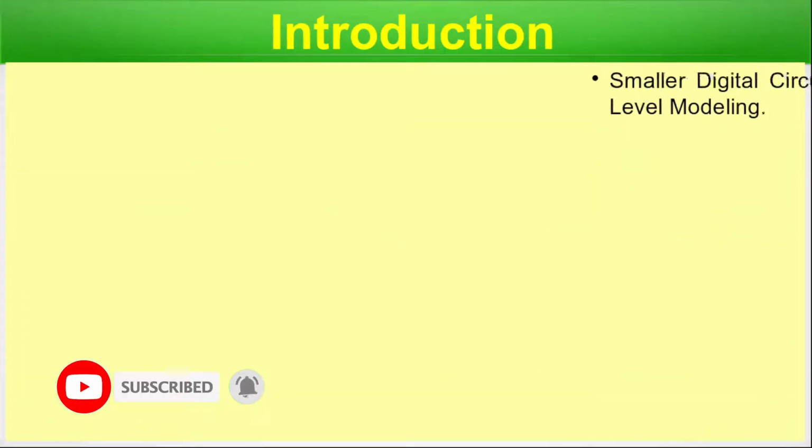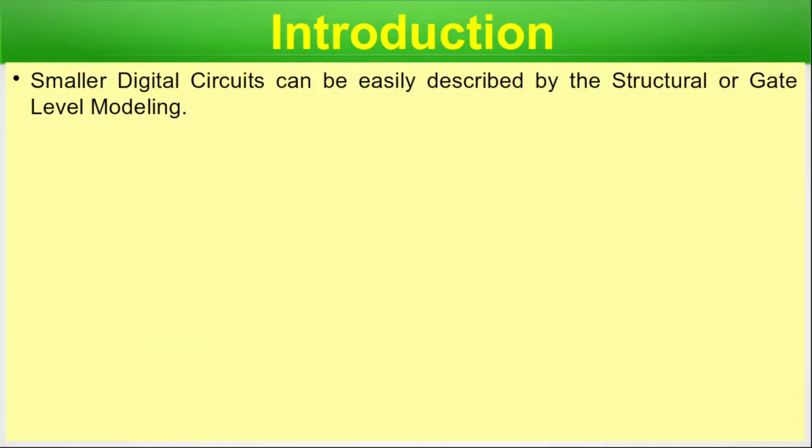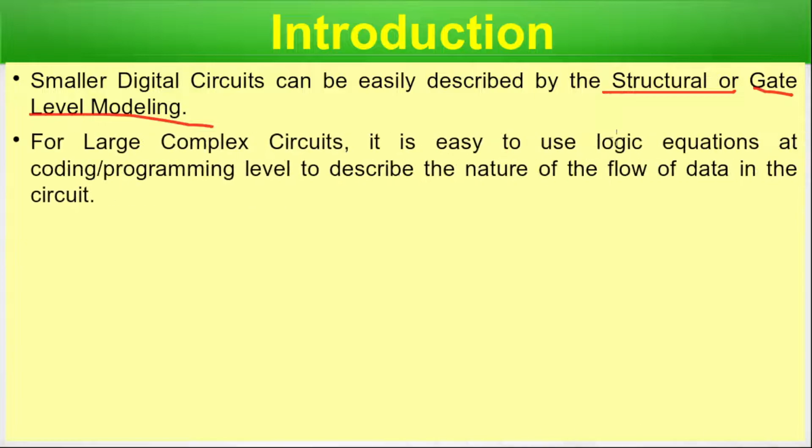Introduction. Small digital circuits can be easily described by structural or gate level modeling. In last episode, we have done the structural or gate level modeling. For large or complex circuits, it's easy to use the logic equation at coding or programming level to describe the nature of the flow of data in the circuit. Now, we are doing a level up here and we are moving towards a bit large and complex digital circuits in nature. There, the method that we will use is the logic equations at coding or programming level. And also keep the point here, the flow of data.